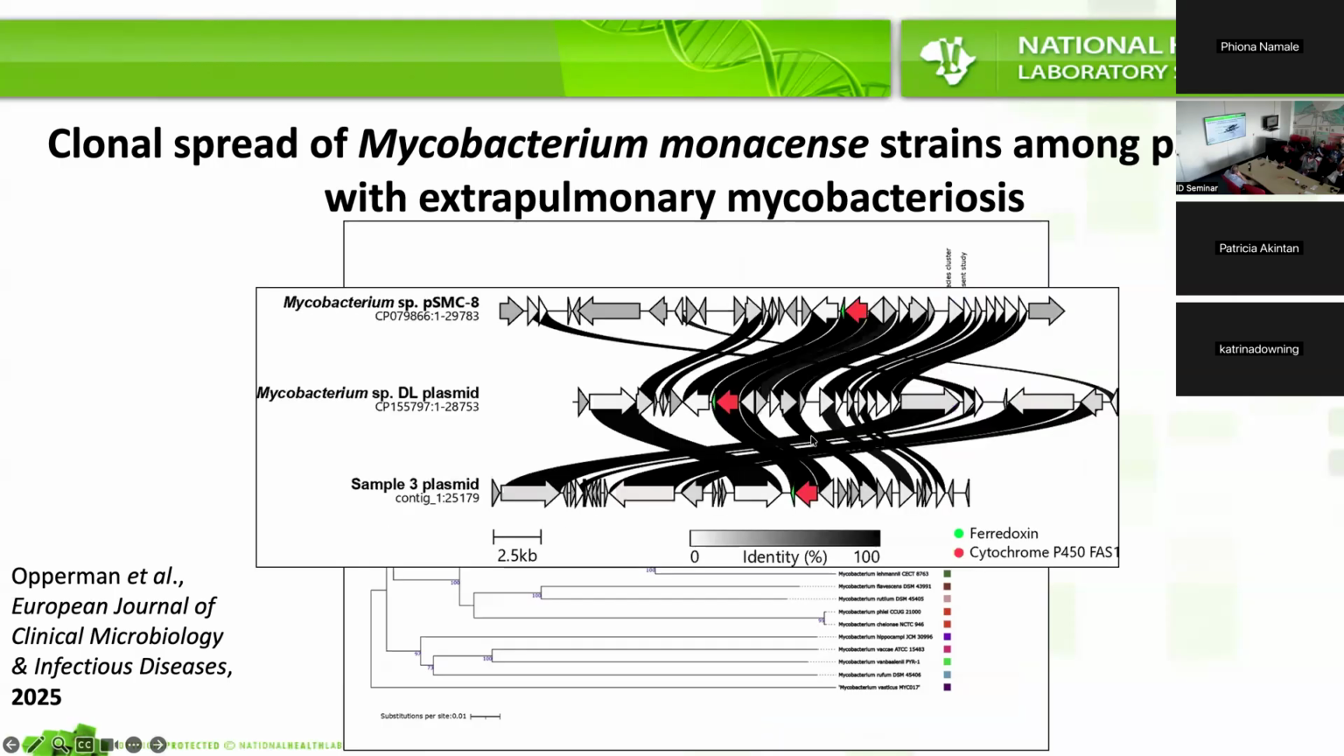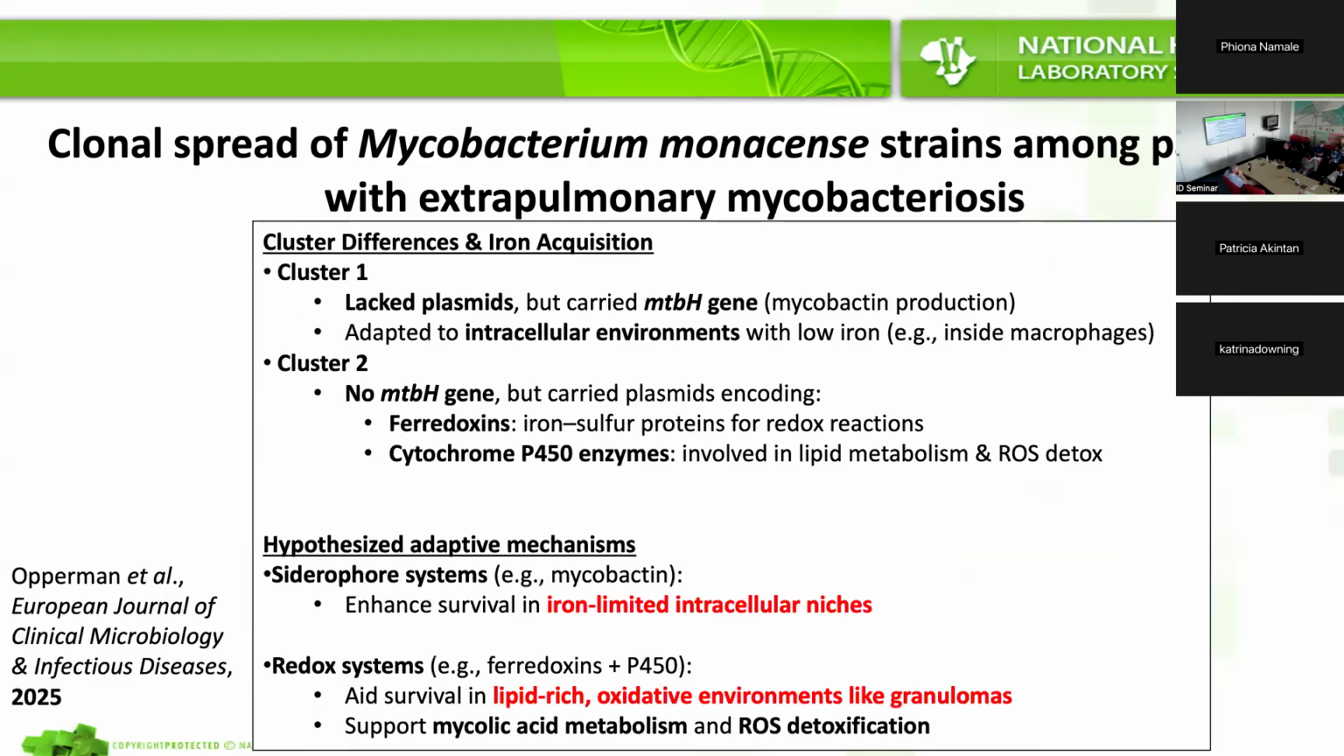And interestingly, the one group contained plasmids, because remember, the MTB complex in general does not have a plasmid, whereas NTMs do. They can share it amongst each other in the environment. So one of those groups had plasmids with them, and the other one had special genes on the chromosome. The one group was able, with these genes, to acquire iron in intracellular niches, and the other group was able to survive more oxidative environments with their genes, like you would find in the granuloma.